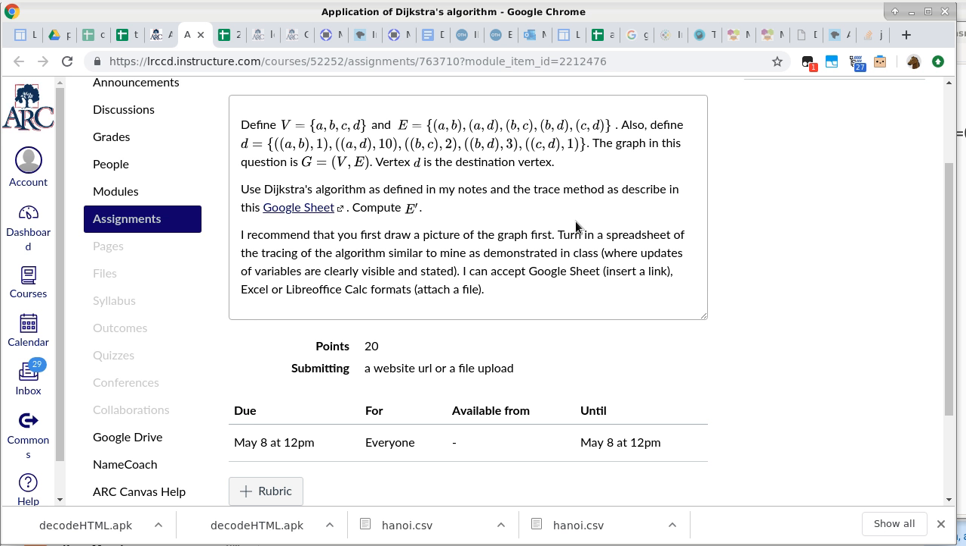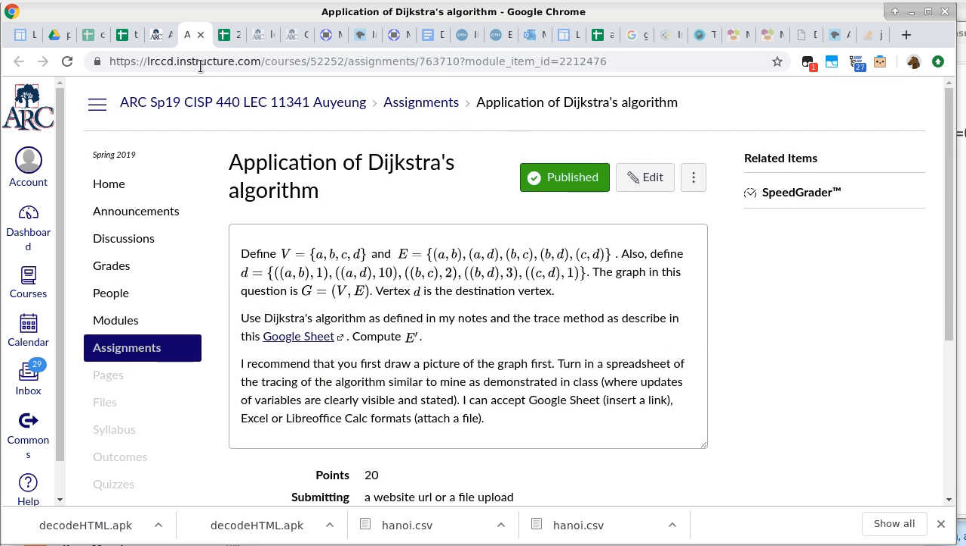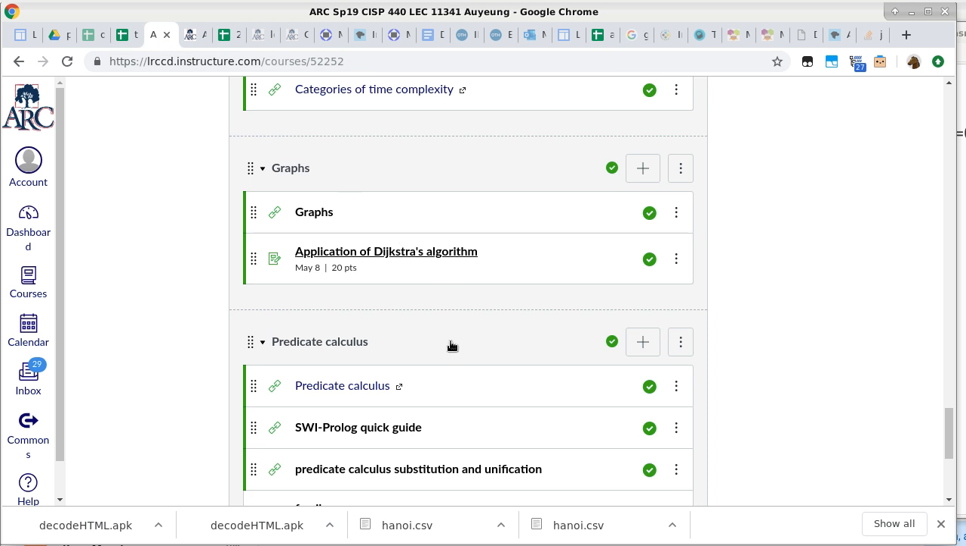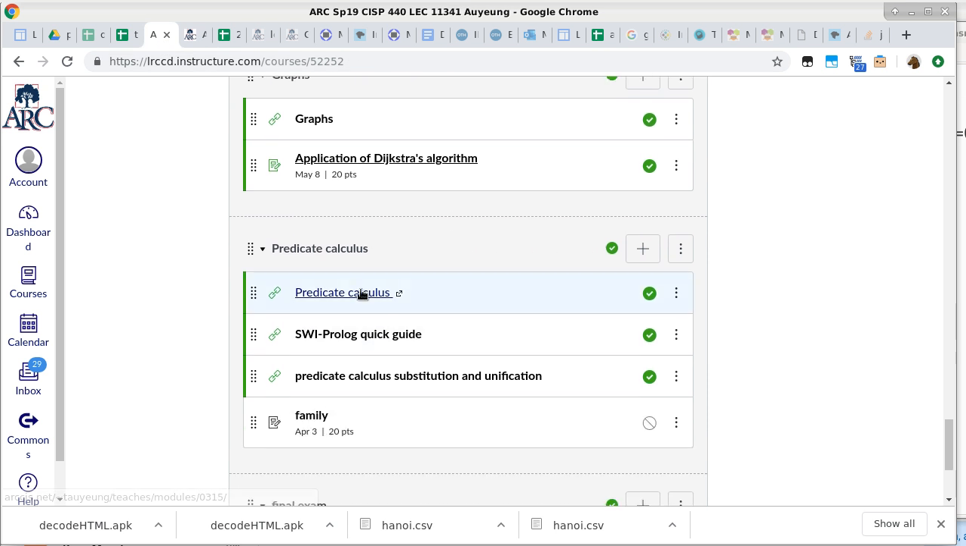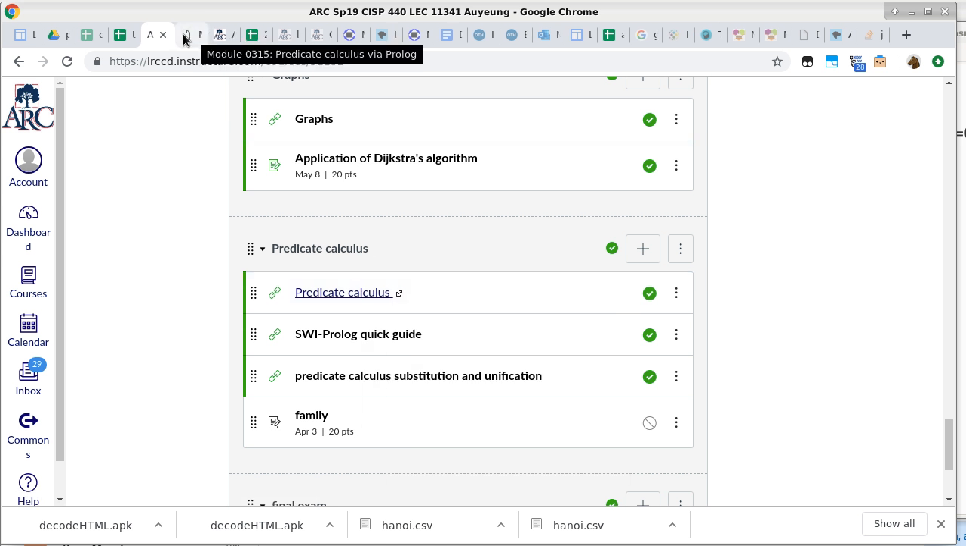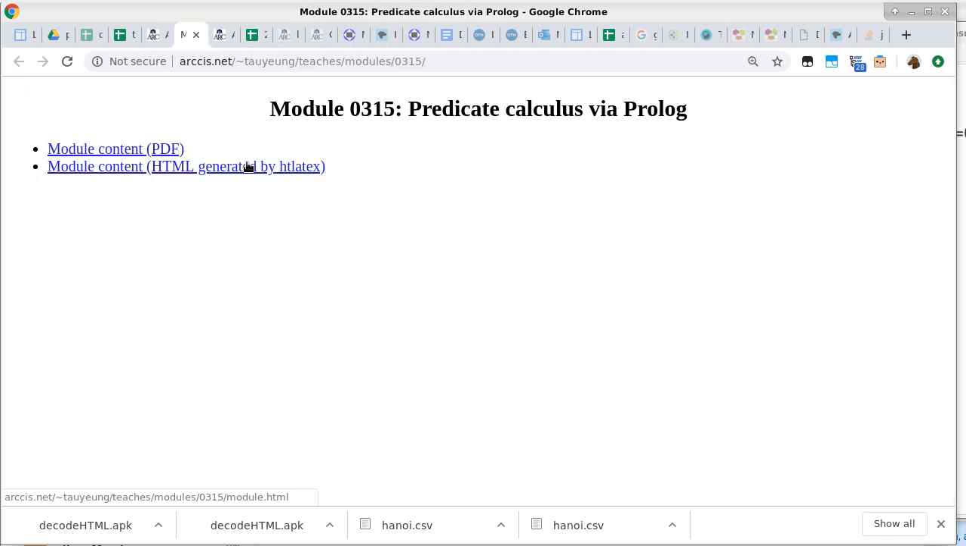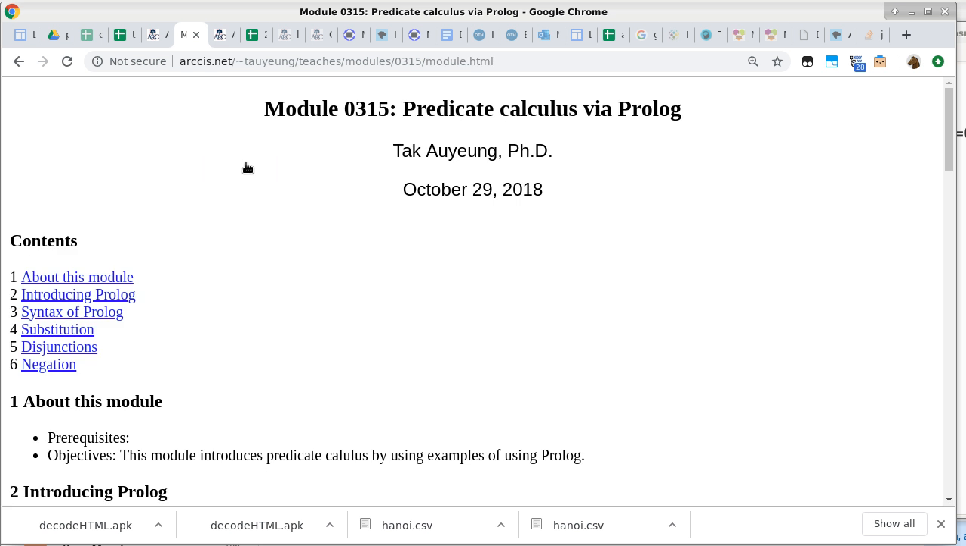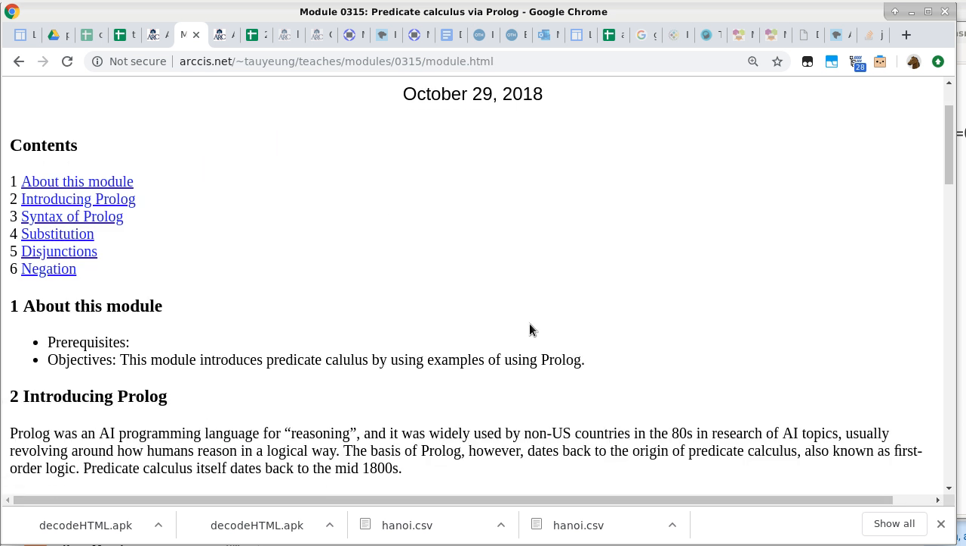Okay. So the new topic we are going to start on today is predicate calculus. I rearranged the modules a little bit, so now it's actually in the correct order for this particular semester. So predicate calculus is kind of fun. Okay, no, I take it back. Predicate calculus is very boring as a topic, but we're going to apply it in a way that is fun.